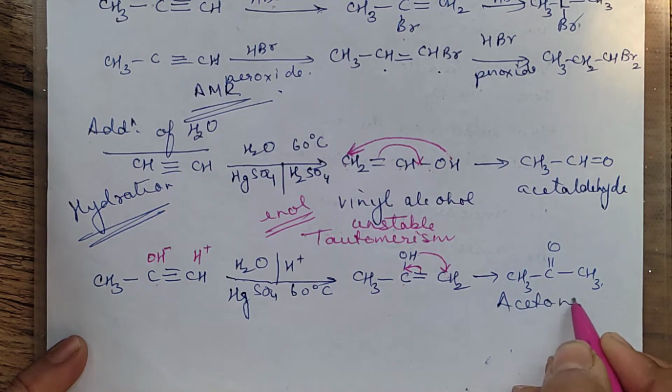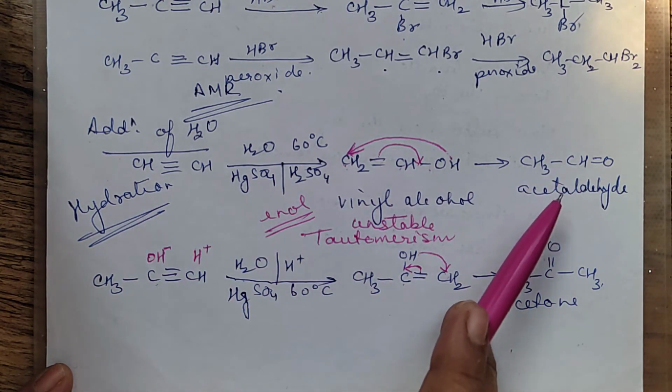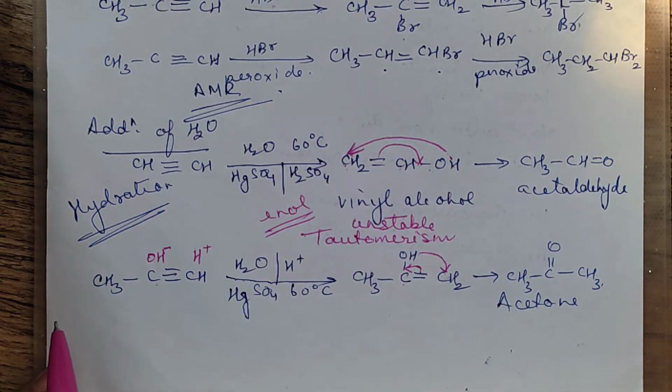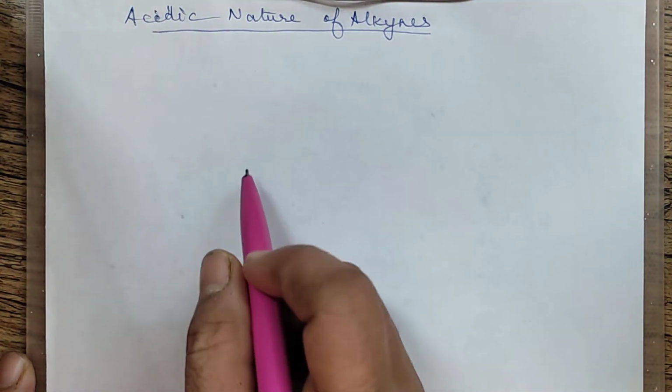Acetone. In case you're asked how to convert ethyne to ethanal, you can take this reaction. How will you convert propyne to acetone? You can use this reaction. Fine? Moving on to the next reaction of alkynes, that is acidic nature.